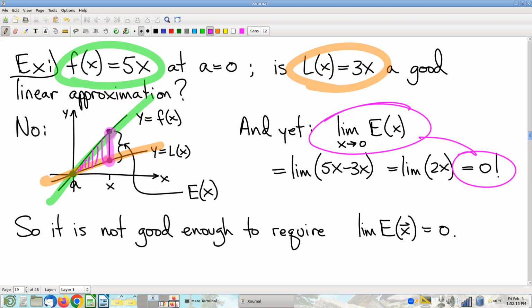So if we were to show up somewhere and say, hey, I think this orange function is a good linear approximation of that green function, because, hey, check it out, the error goes to 0, that's a pretty weak argument and a pretty wrong conclusion. I think it's pretty satisfying to see that this is a bad conclusion here. Okay, so this idea that we should just have error approaching 0 does not cut it. It is not good enough.